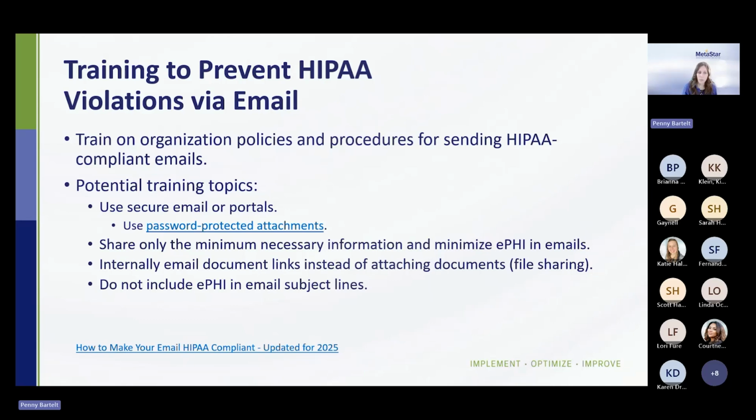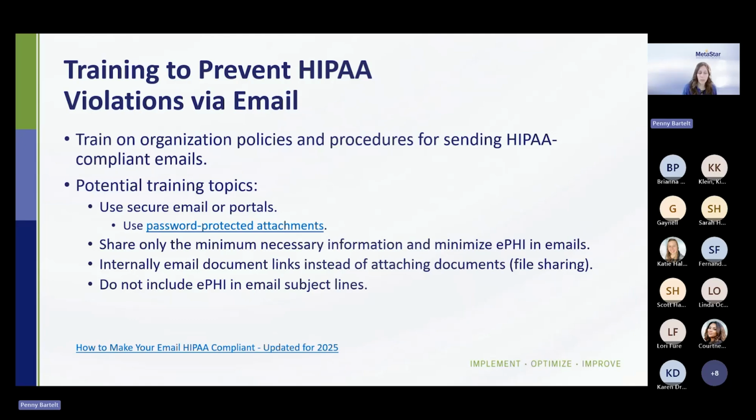Part of the privacy rule is that minimum necessary. That definitely is enforced for emails. You really want to do the minimum necessary in your emails with PHI. Internally, if you're emailing documents, look at using links instead of actually attaching a document. You can look at your file sharing permissions if somebody maybe wouldn't have permission to open that link. But that way, if that went to the wrong person, they can't actually open the document because the link's not going to work.